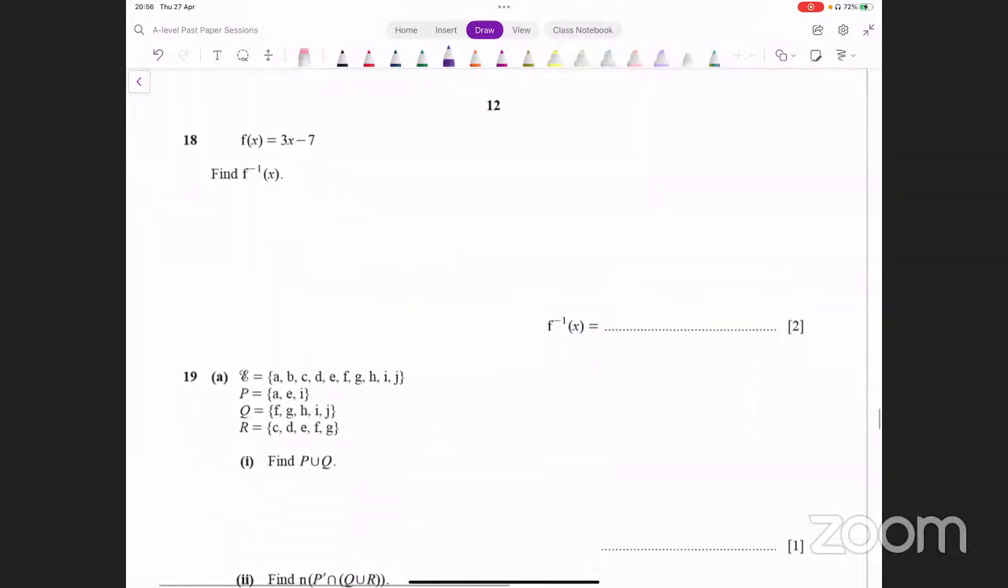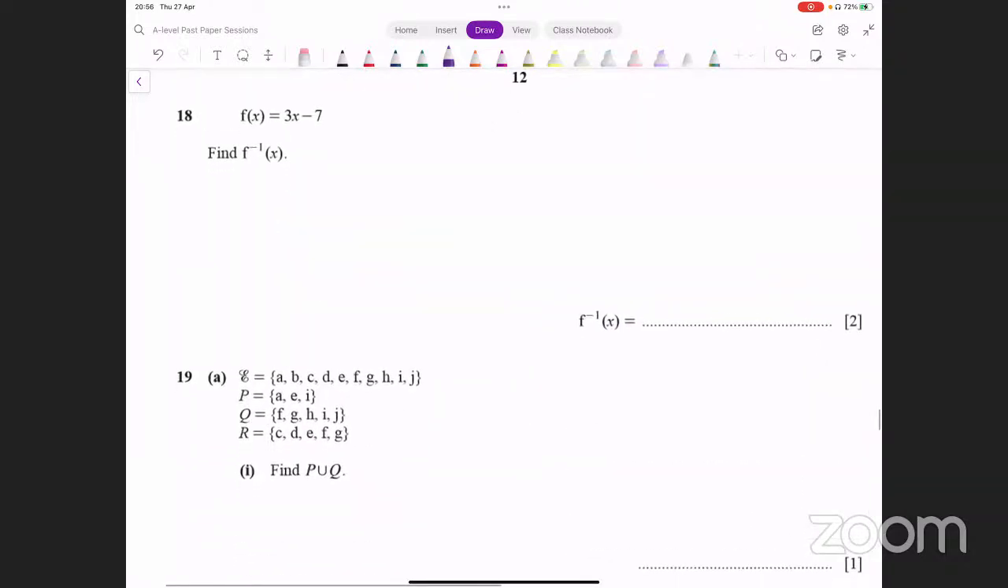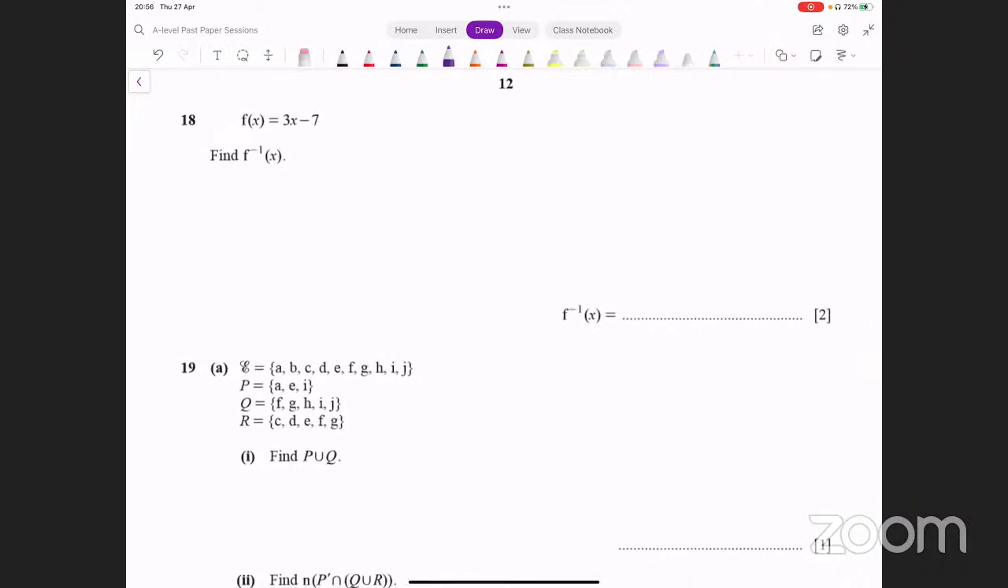Okay, let's move on. Now we have this function. We have to find the inverse of this function. क्या करते हैं इसके लिए? We say let y equals f of x. That gives us y equals 3x minus 7. All we have to do now is make x the subject, and that gives us 3x equals y plus 7, and x equals y plus 7 divided by 3.